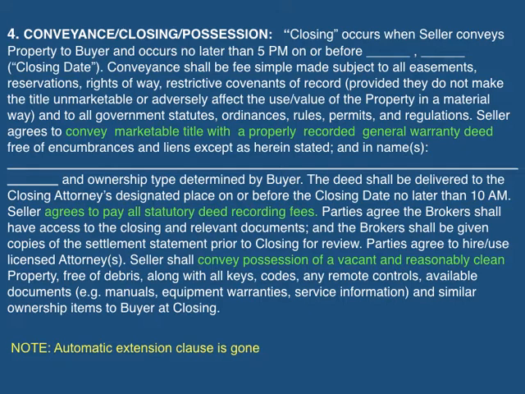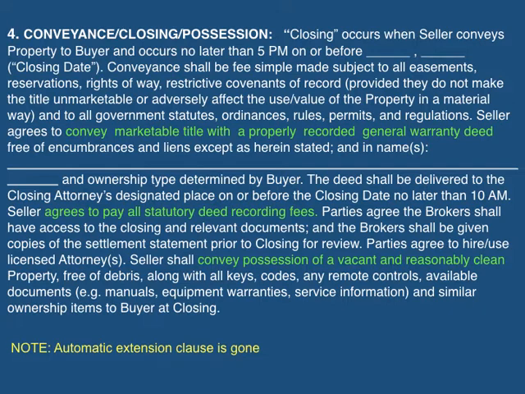Seller will convey possession of a vacant and reasonably clean property, free of debris, along with all keys, codes, remote controls, available documents, and similar ownership items to the buyer at closing. Let's talk a moment about this. Seller shall convey possession of a vacant and reasonably clean property. What does reasonably clean mean? It means one thing to me, another thing to you.